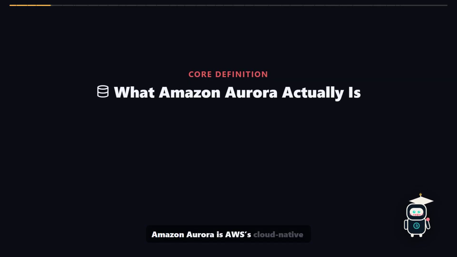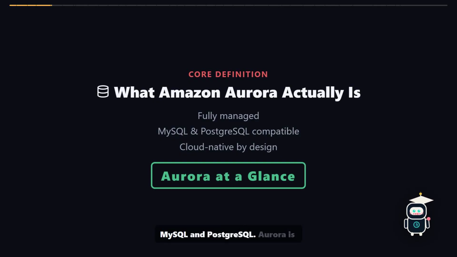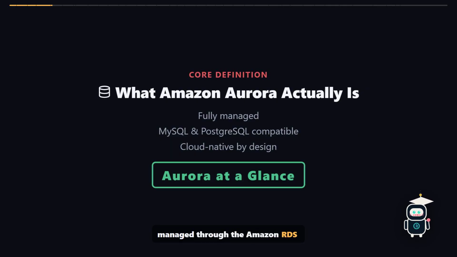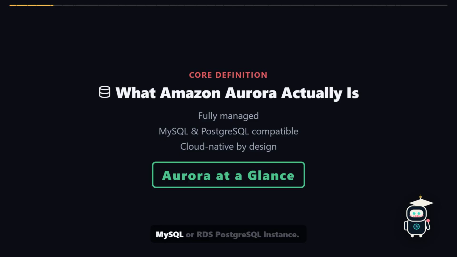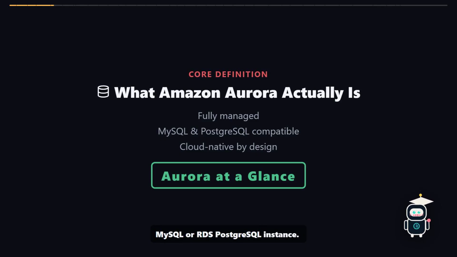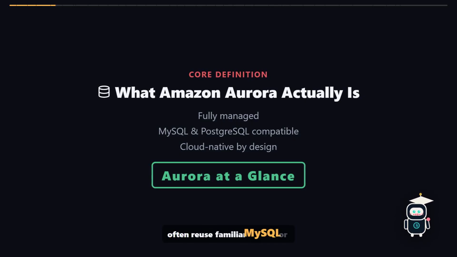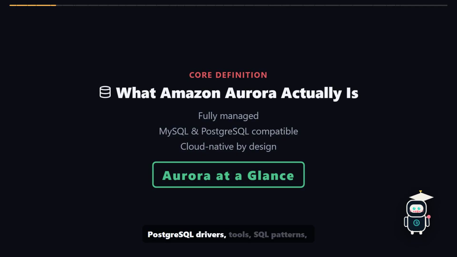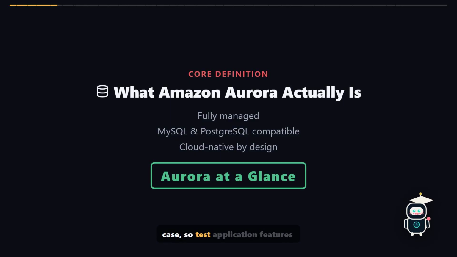Amazon Aurora is AWS's cloud-native relational database service compatible with MySQL and PostgreSQL. Aurora is managed through the Amazon RDS service family. But it is not simply a switch you enable on a standard RDS MySQL or RDS PostgreSQL instance. Aurora has its own distributed storage architecture and its own cluster model. Your application can often reuse familiar MySQL or PostgreSQL drivers, tools, SQL patterns, and frameworks. But compatibility is not identical behavior in every case, so test application features before a production migration.